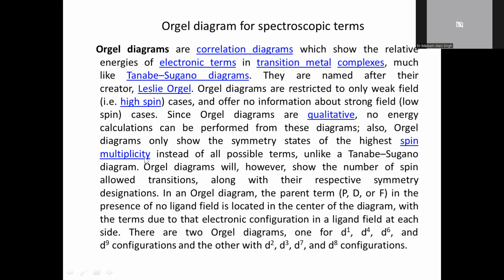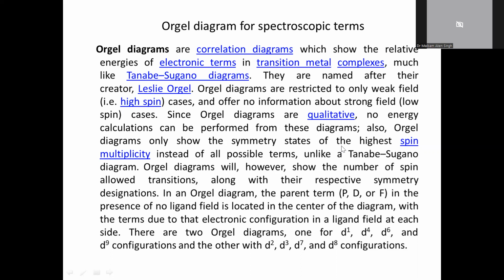The Orgel diagram shows the relative energies of electronic terms in transition metal complexes and other similar systems. It is similar to the Tanabe-Sugano diagram, which will be taught later. This diagram is named after its creator, Leslie Orgel.